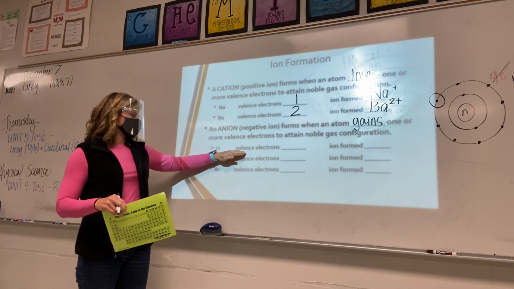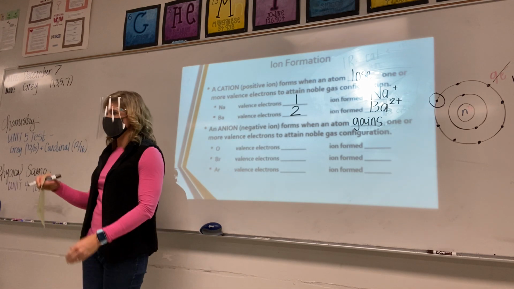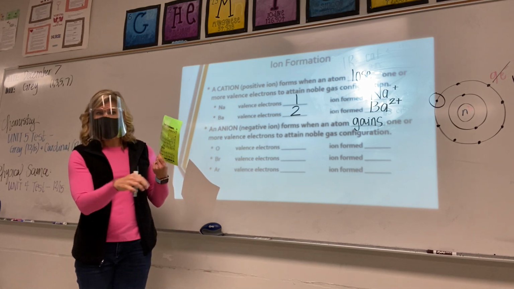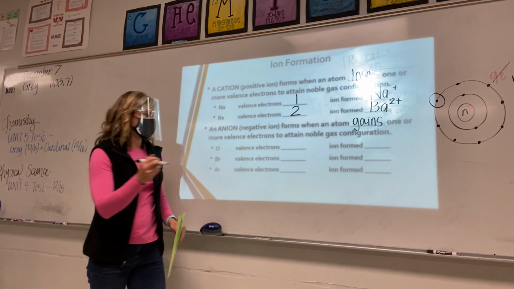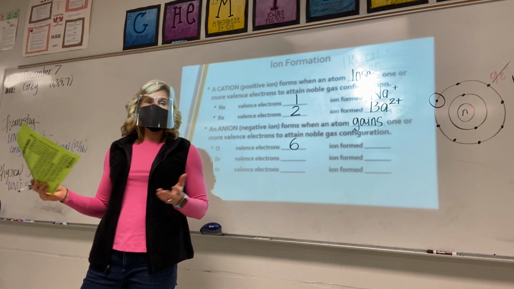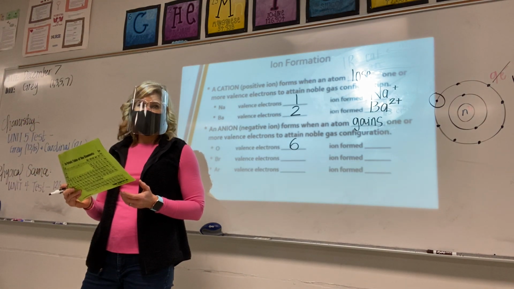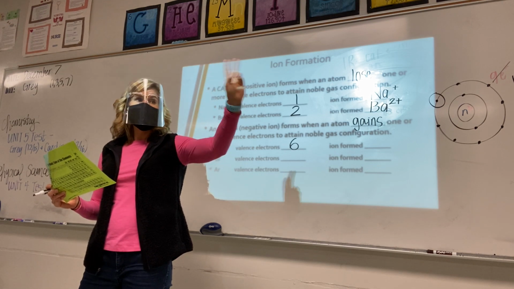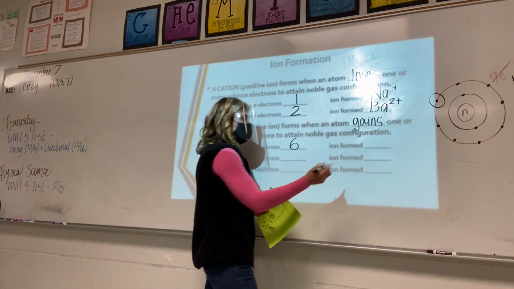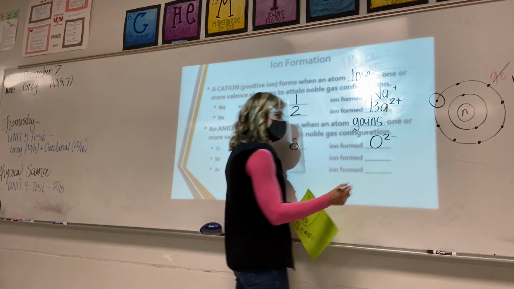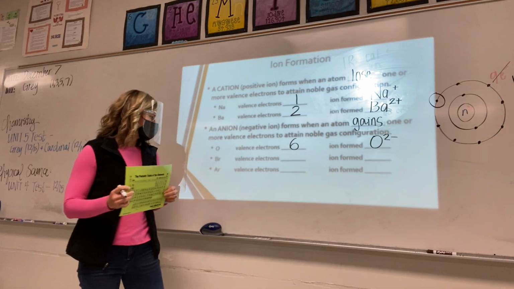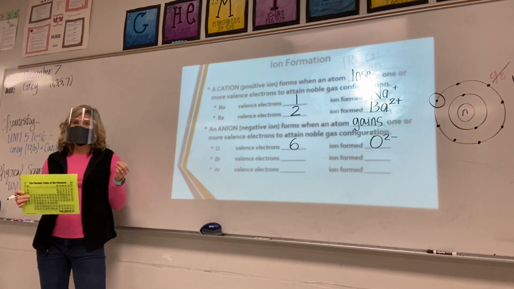All right, so let's look at oxygen real quick. How many valence electrons does oxygen have? 6. Everyone agree. It's in group 16, meaning 6 valence electrons. So that means 6 electrons in its outer shell. So you have to ask yourself, does oxygen want to gain 2 or lose all 6? Gain 2. When it gains 2, it will get a 2 negative charge. Any questions on oxygen?